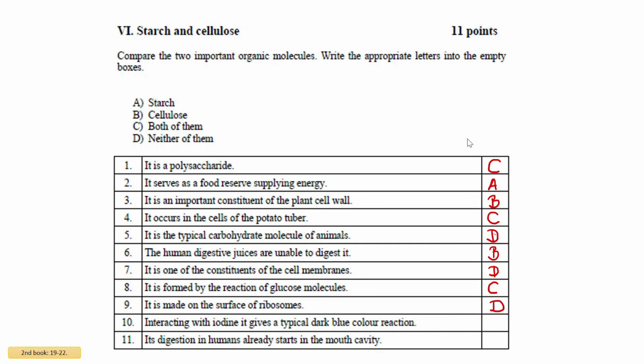Interacting with iodine, it gives a typical dark blue color reaction. Actually, that's gonna be starch. Don't forget. You can test the presence of starch with the help of iodine. Its digestion in humans already starts in the mouth cavity, and that is also starch. Salivary amylase is responsible for breaking it down, mainly into maltose dimers. Okay.